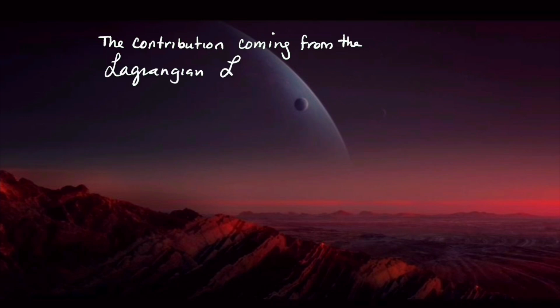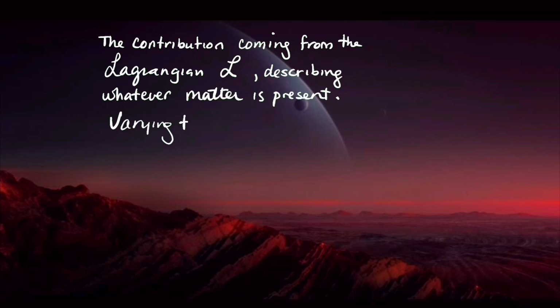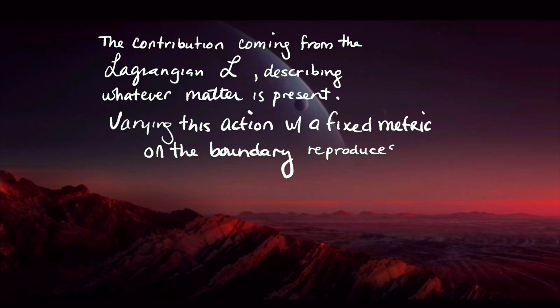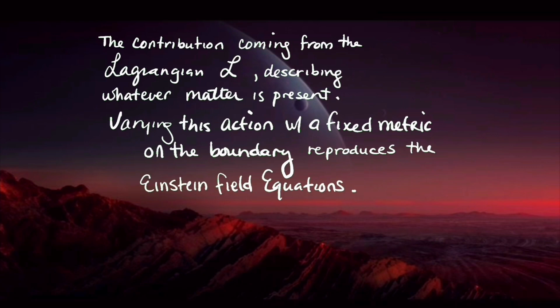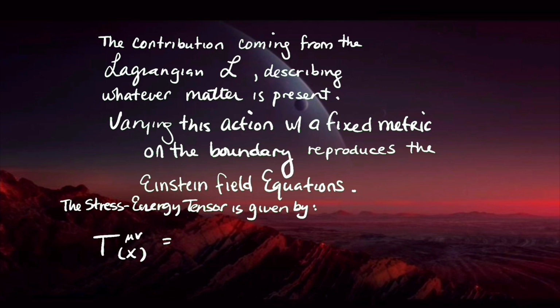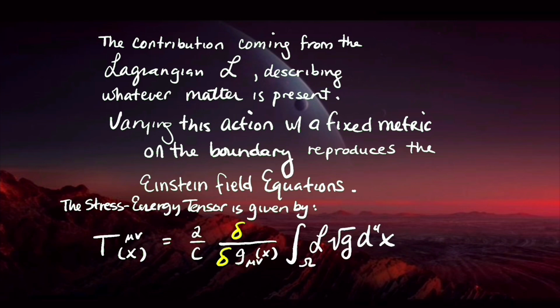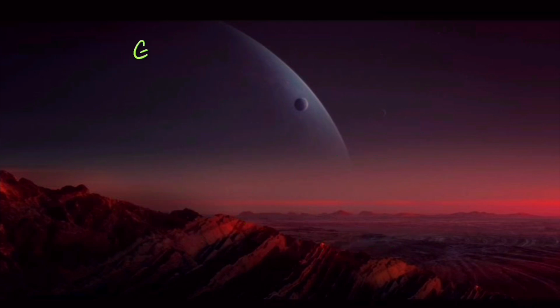The last term is the contribution coming from the Lagrangian, capital script L, describing whatever matter is present, and varying the action with a fixed metric on the boundary reproduces the Einstein field equations. The stress-energy tensor is given by T mu nu as a function of x, given here by the variation expression involving the integral of the Lagrangian with the derivative of the determinant of the metric tensor in the four-dimensional spacetime.